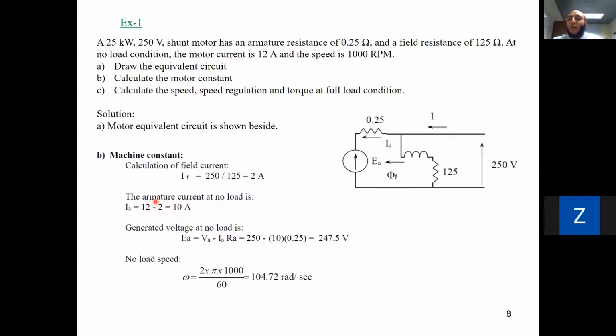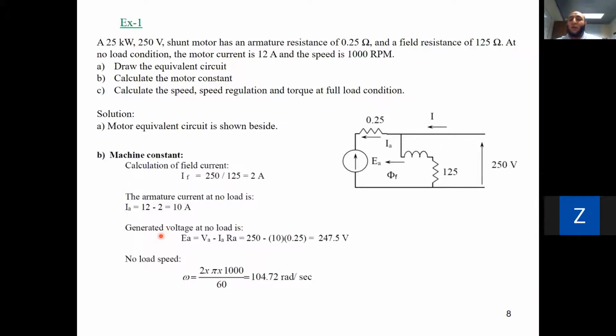So the armature current at no load will equal the total current or terminal current minus the field current, which is moving here. So the armature current will be 12 minus 2, which is 10 amps.